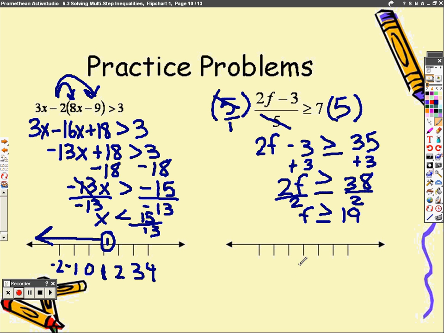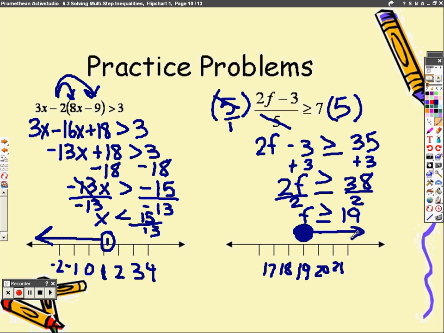I'm going to put 19 at the center of my graph. And I'm going to put a circle over that. And my circle needs to be closed because it says f is greater than or equal to 19, which means it includes 19. And my arrow is going to go to the right to show that it can be any value that's greater than 19 also.